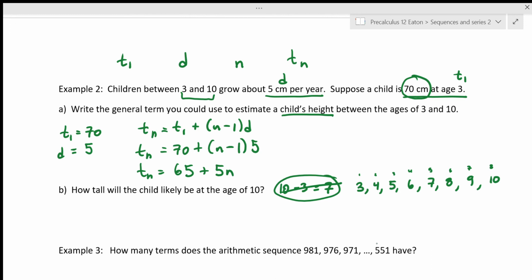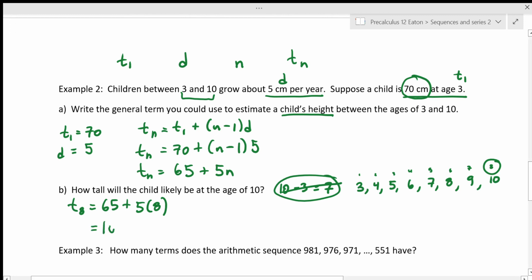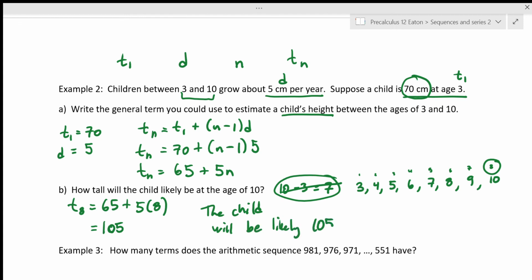So at the age of 10, it looks like what we're really looking for is finding T8 of this sequence. So T8 is going to be 65 plus 5 times 8. So 5 times 8 is 40, and 40 plus 65 gives us 105. This being a word problem, we have to actually answer the question. Okay, so the child will likely be 105 cm tall.